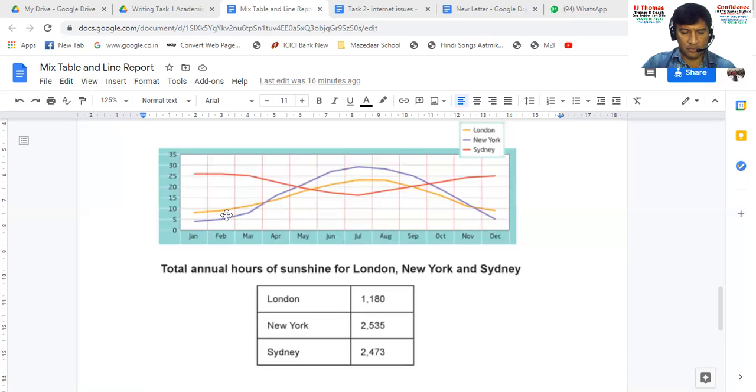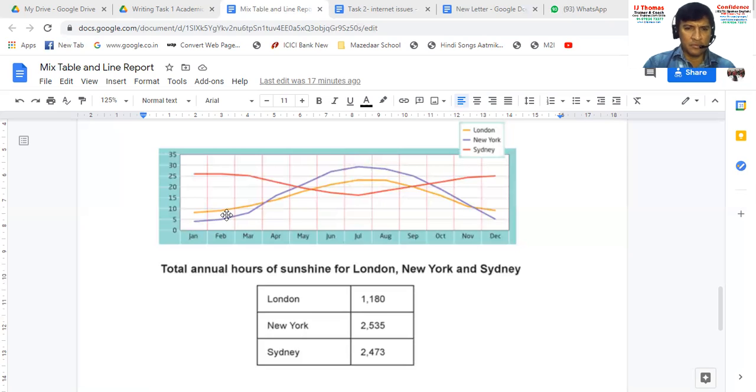Then moving on to the month of December, New York showed just 5 degrees centigrade, and London just above 10 degrees centigrade, while Sydney was at about 25 degrees centigrade.